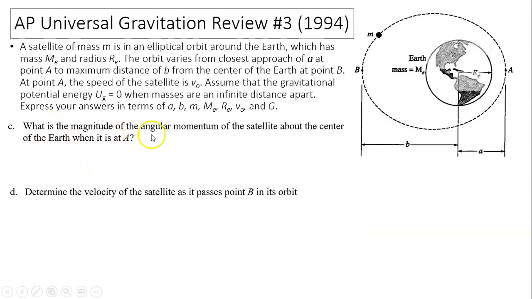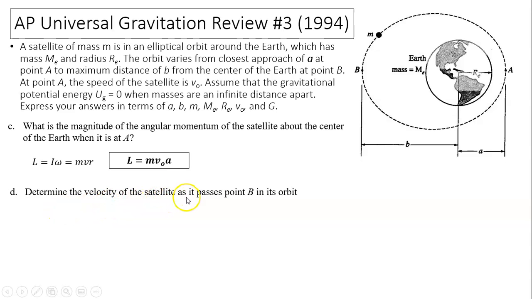Next part, C. What is the magnitude of the angular momentum of the satellite about the center of the Earth when it is at A? These are all basic concept questions. How is angular momentum defined? Angular momentum is I omega. For a point mass, it's just m v times r: the mass times velocity times r, the distance from the center of the Earth. Substituting everything in, L at A equals m v naught times the distance a.